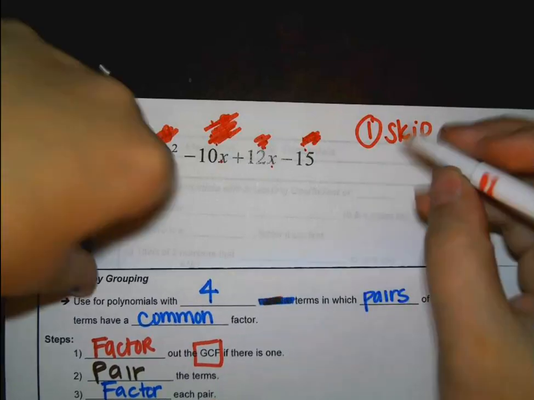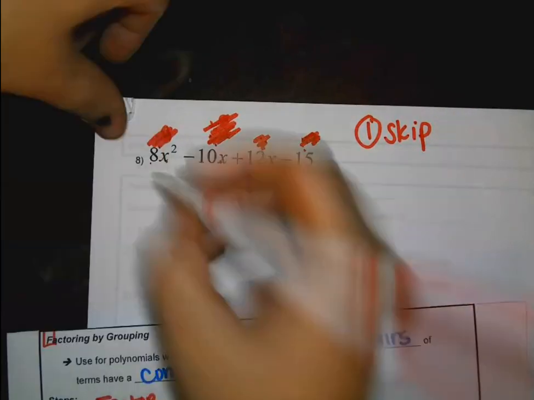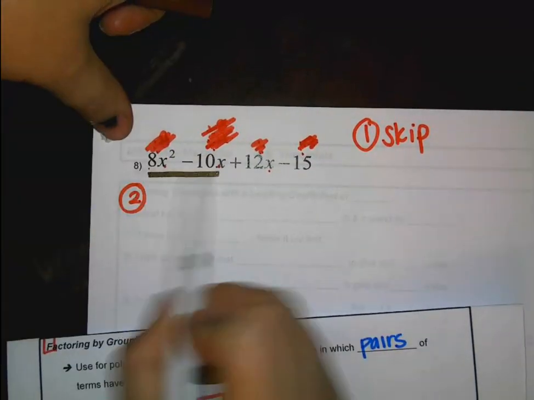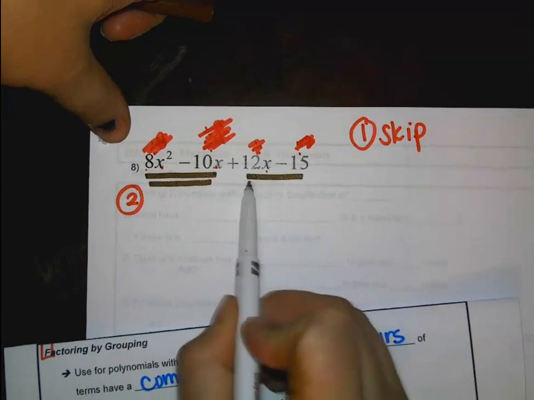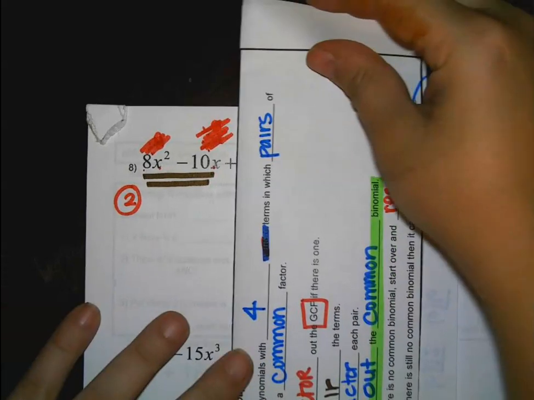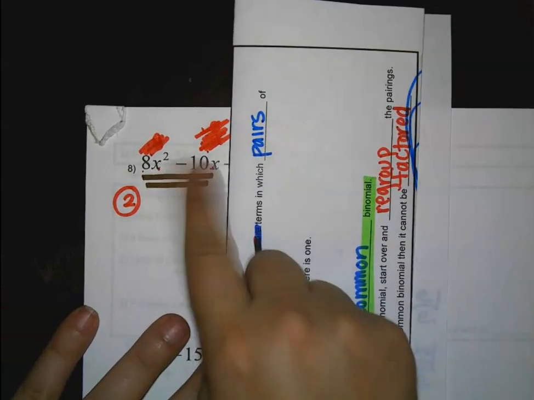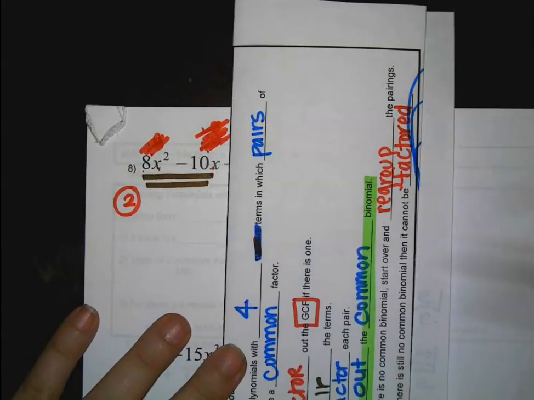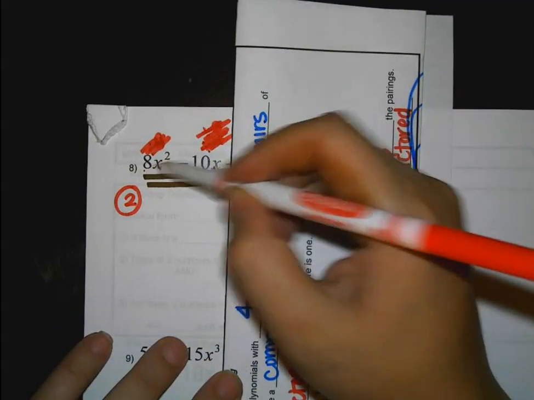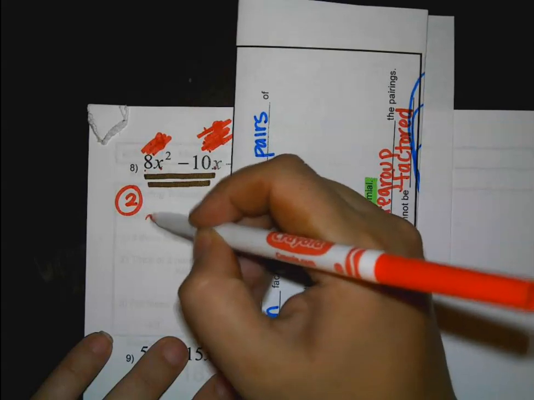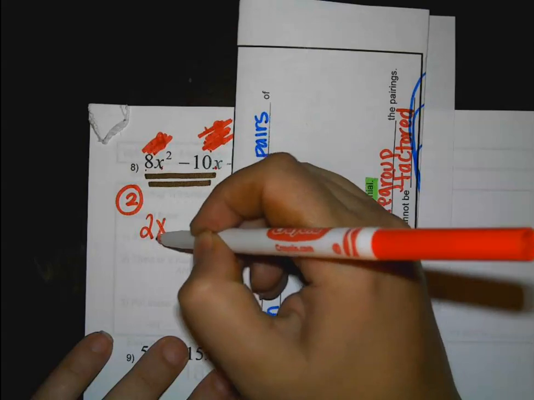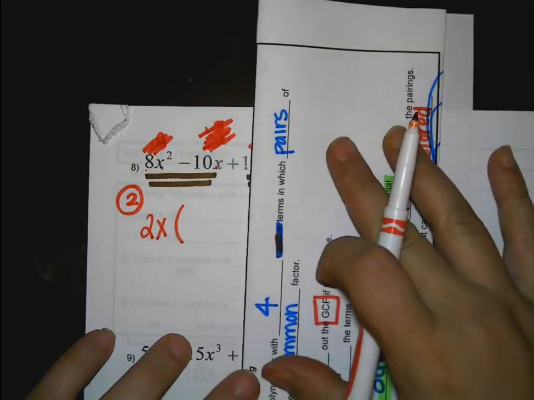Now step 2 is we are going to pair. So I'm going to pair these two together and these two together. Then I'm going to ignore these two here, and I'm going to look for what they have in common. So what can go into 8 and what can go into 10? Well, they're both even numbers, so I'm going to pick 2. And then they both have X, so I go with the one with the smaller exponent, and that is how I know what goes in the front.